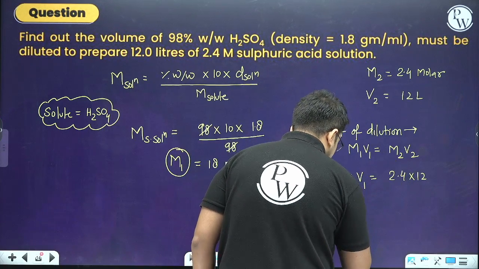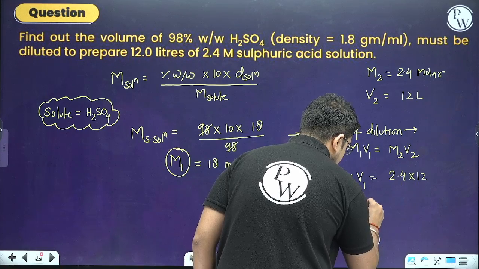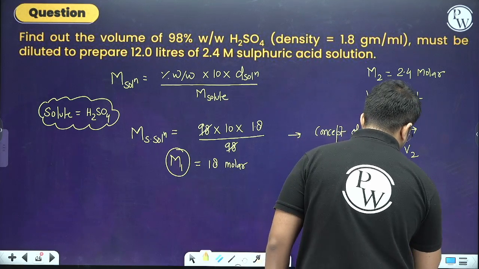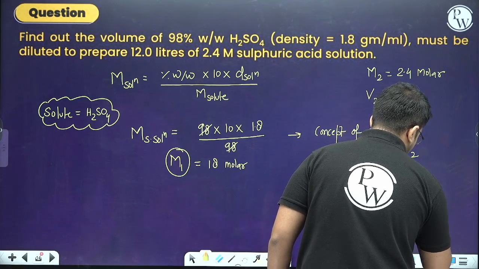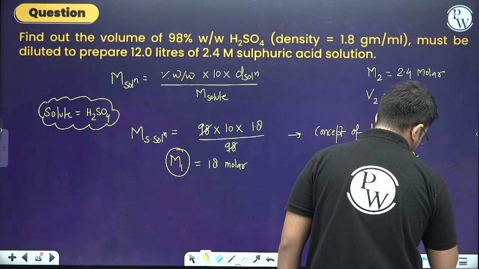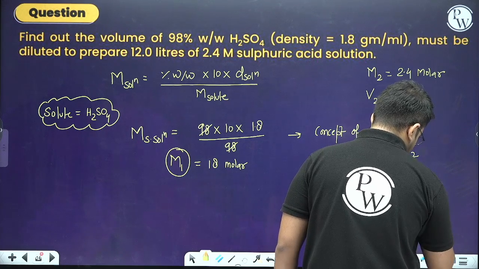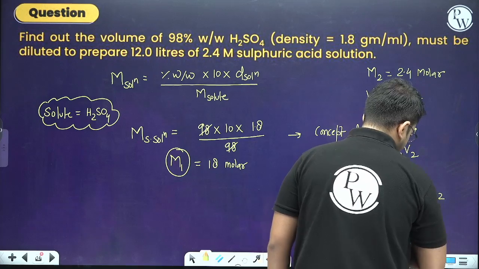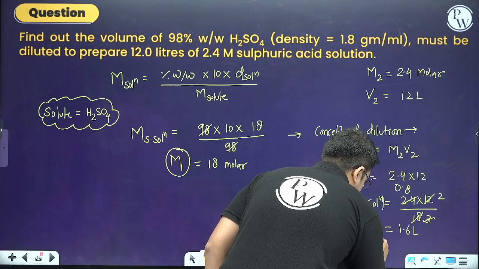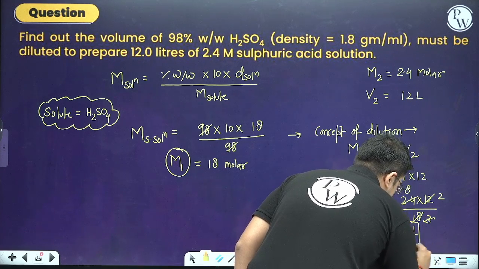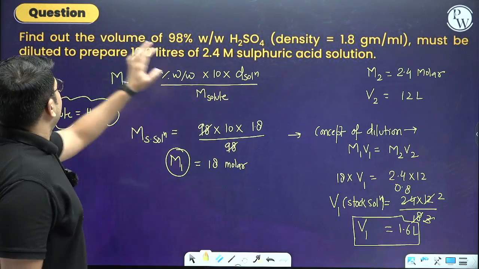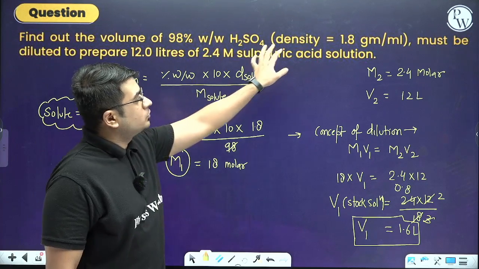So V1 of the stock solution will be equal to 2.4 multiplied by 12 divided by 18. So that will be 0.8. That will be 1.6 liters. Now if you are writing the answer as 1.6 liter, it's incorrect, because the question is asking that find out the volume of this much solution.